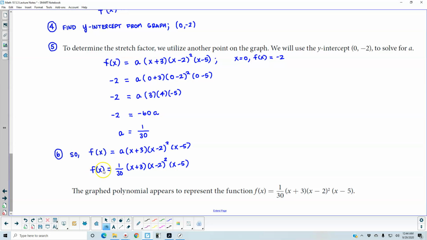So we get f of x equals 1 over 30 times (x plus 3) times (x minus 2) squared times (x minus 5). And so therefore the graph of the polynomial appears to represent the function f of x equals 1 over 30 times (x plus 3) times (x minus 2) squared times (x minus 5).